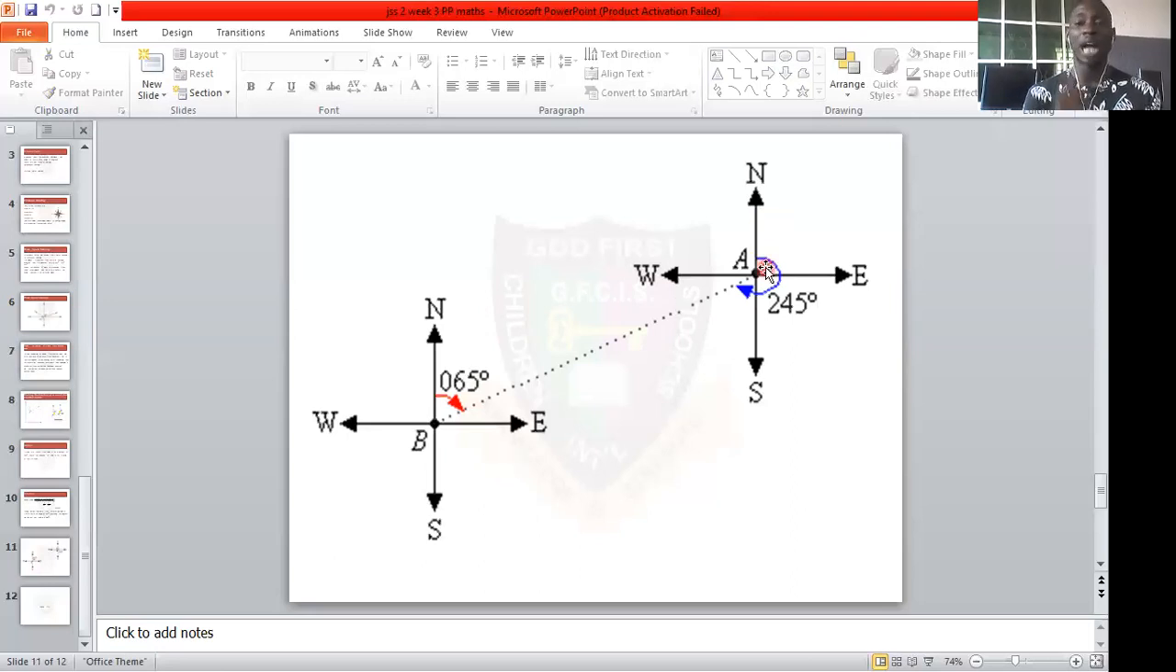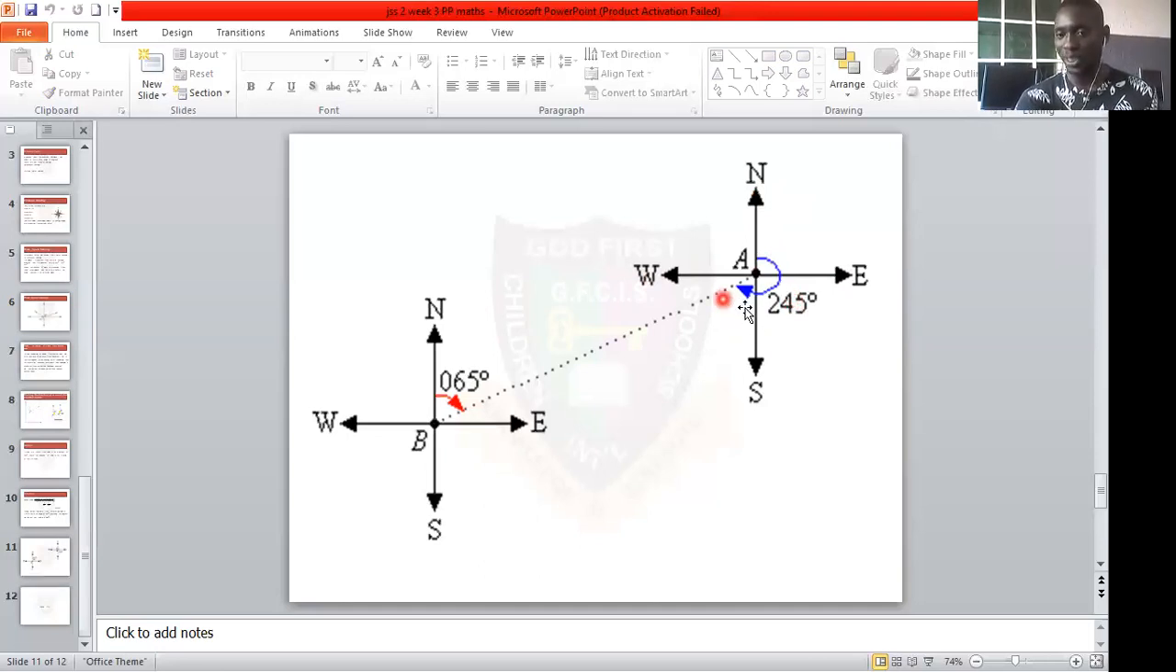Now take a look. I told you measurement starts from the north pole and in the clockwise direction. So we want to calculate 245. This is 90 degrees to northeast. From north to south is 180, but from north to west is 270. But our angle is below 270, so it falls between the range of 180 and 270. So 245 minus 180 will give you 65. So this is 65 degrees here.